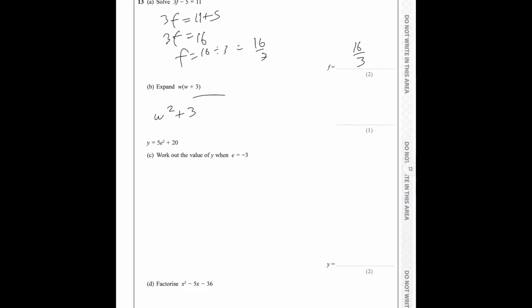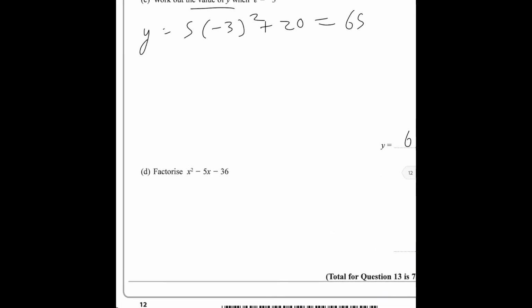Okay. Expand w squared plus 3w, so that's w squared plus 3w. That should be your expansion. It should be all fast. You guys should know this. Work out the value of y. That is 5 brackets minus 3 squared plus 20. You just put that in a calculator. You should be getting a 65 value.